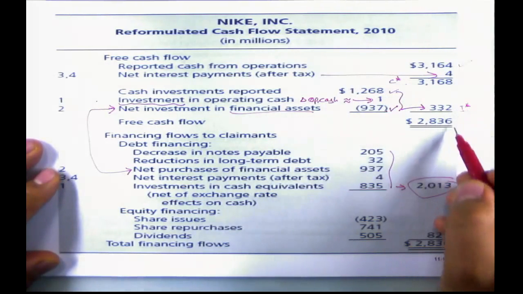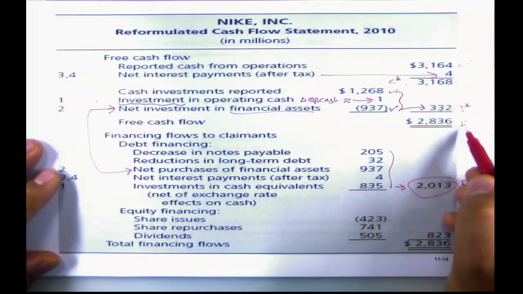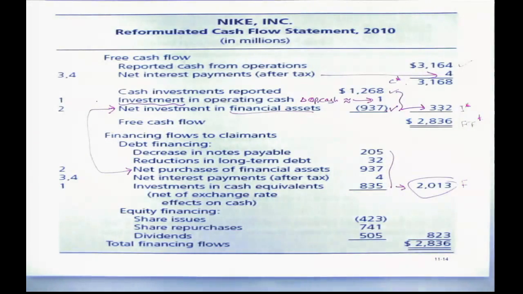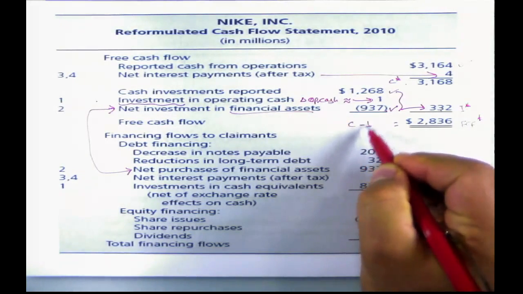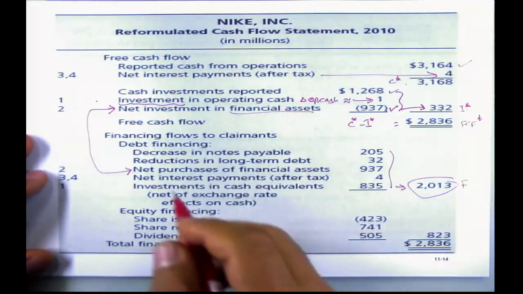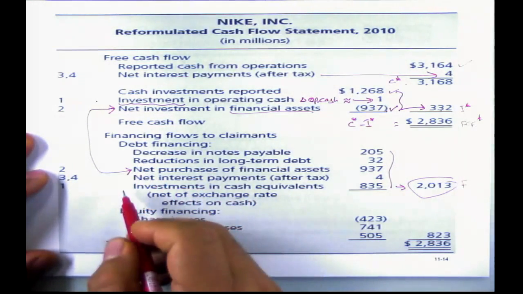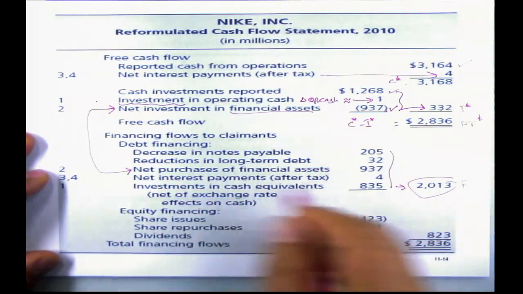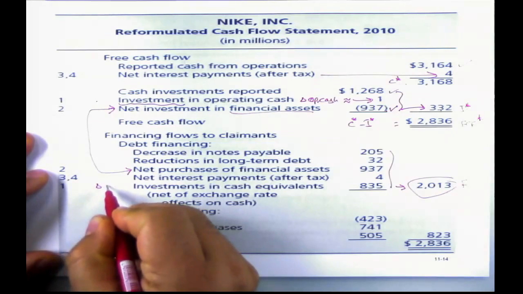C star minus I star gives us the free cash flow star, or the adjusted free cash flow. Okay? That is the same as C minus I. C star minus I star. Remember that there is also the change in cash equivalents. It is reported here. Remember, this is the change. This is the investment in cash equivalents, or the change in cash equivalents.